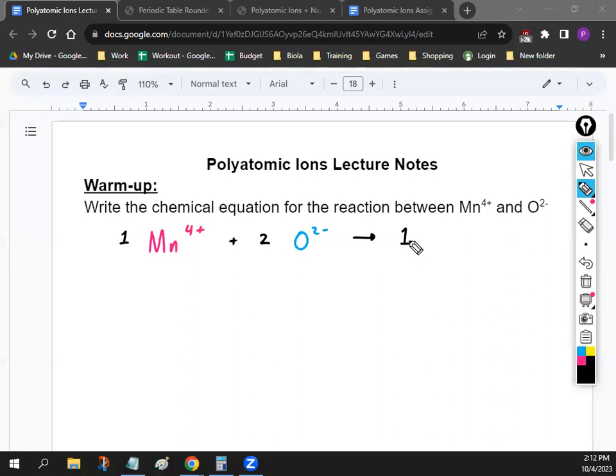Now we're going to put them together to make our ionic compound. Our ionic compound is going to be made up of 1 Mn, so we put Mn right there. And then you need 2 oxygens, so we're going to put O2. There you go, that's our ionic compound. These combine together to make this chemical right here.